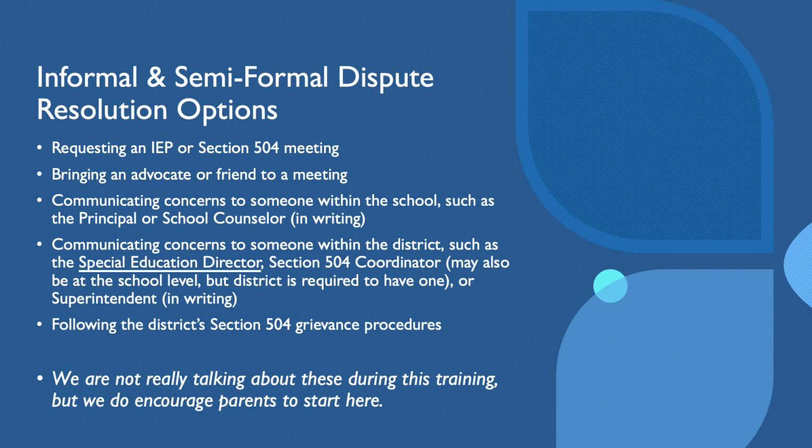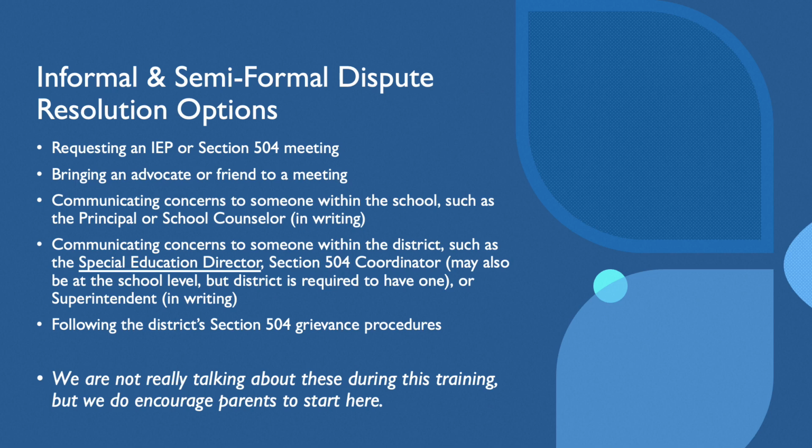We'll start with briefly discussing what informal and semi-formal dispute resolution options are available. First, you can request an Individualized Education Program, or IEP, or Section 504 meeting at any time if you think there are important items to discuss. You do not need to wait until the annual review meeting to bring up issues that are important for the IEP or Section 504 team. You are welcome to bring an advocate, friend, or family member to any IEP or 504 meeting.